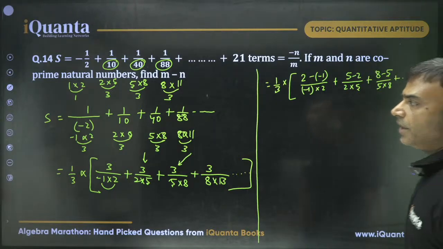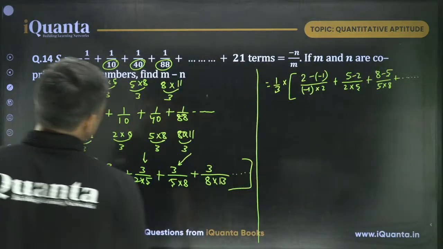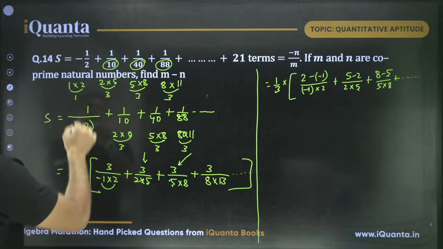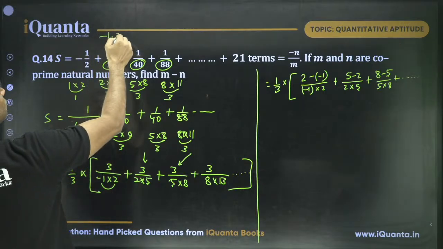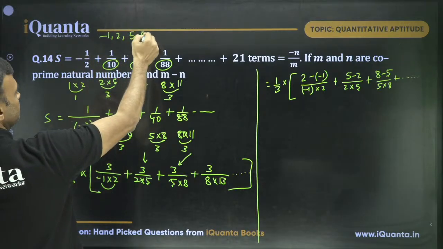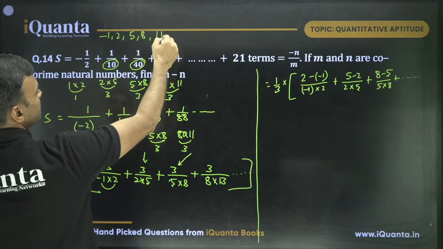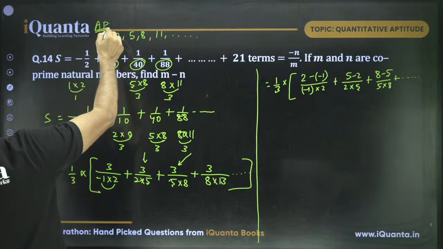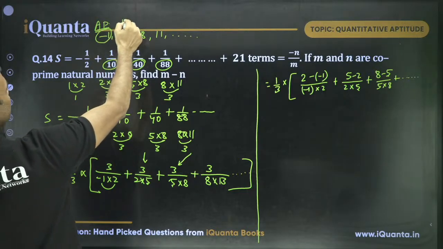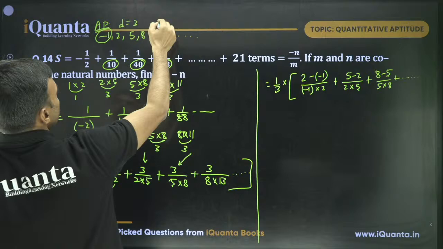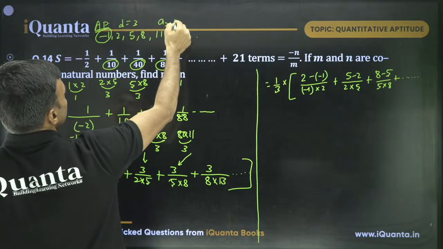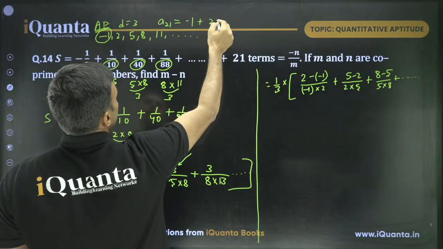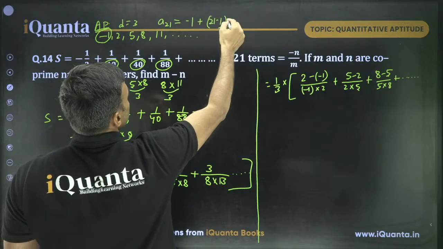What will be the 21st term? So this is an arithmetic progression. If you look at it closely, minus 1, 2, 5, 8, 11. These are arithmetic progression terms. The first term is minus 1. Common difference is 3. From there, the 21st term will be equal to minus 1 plus (n minus 1) into d.